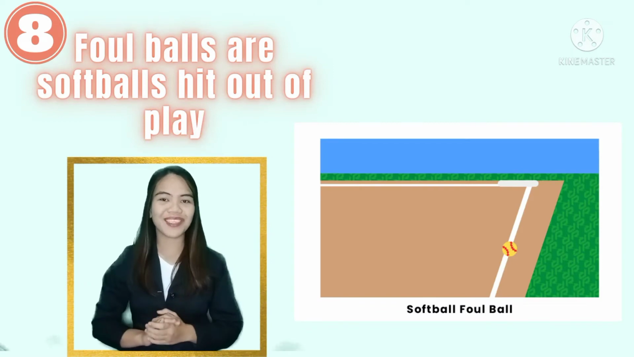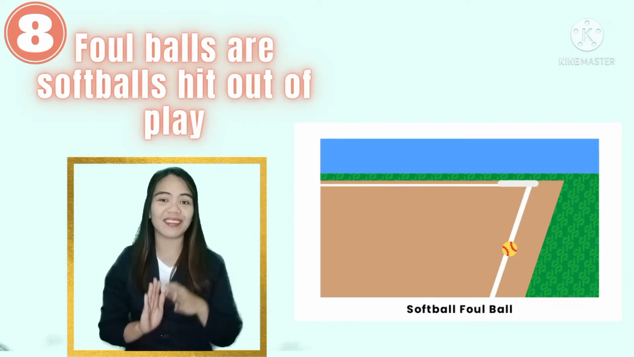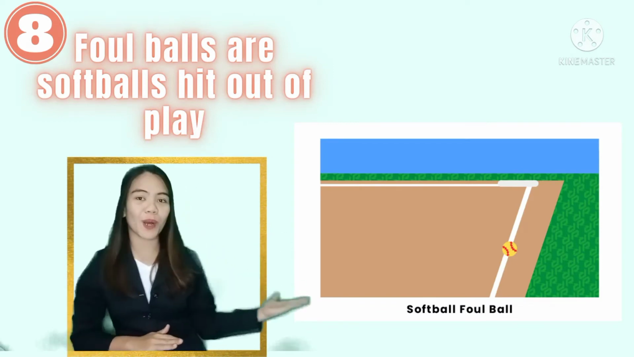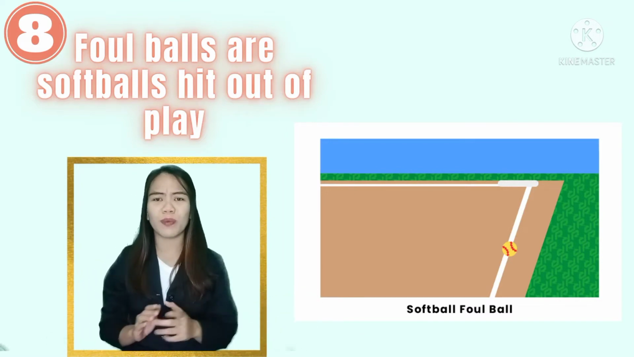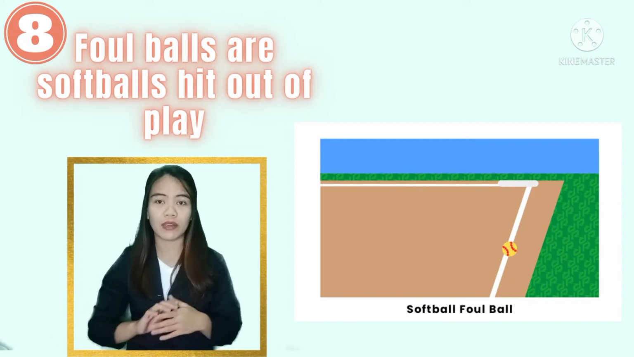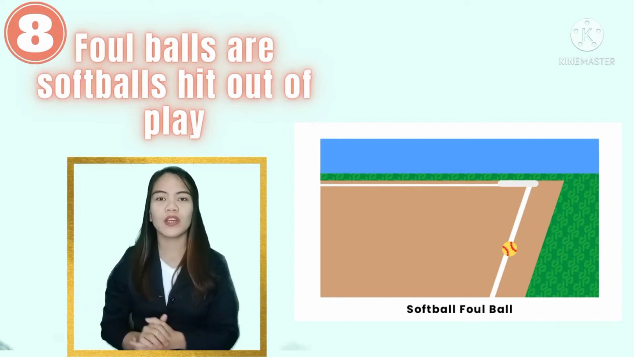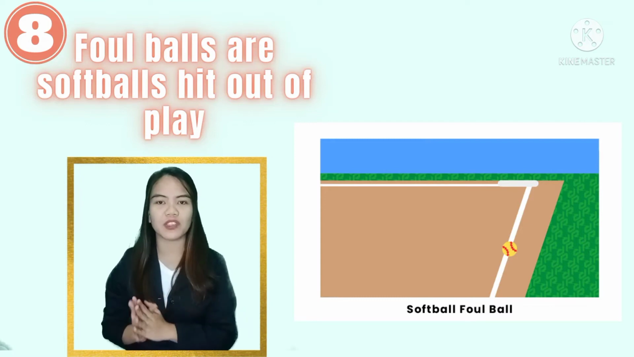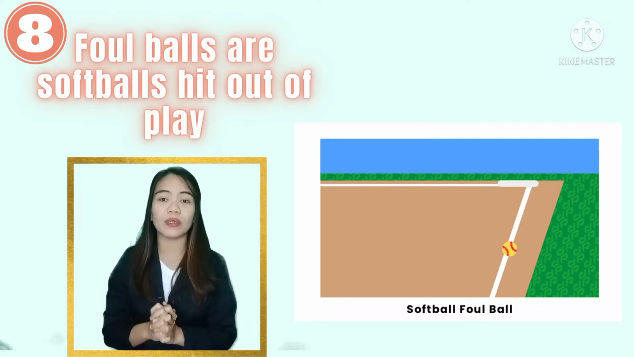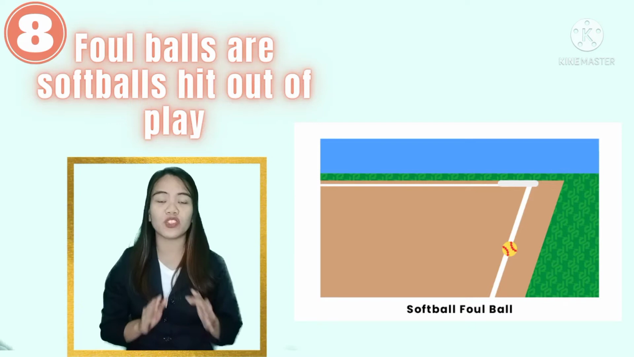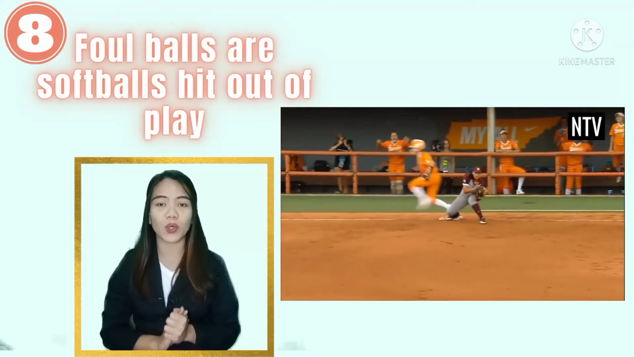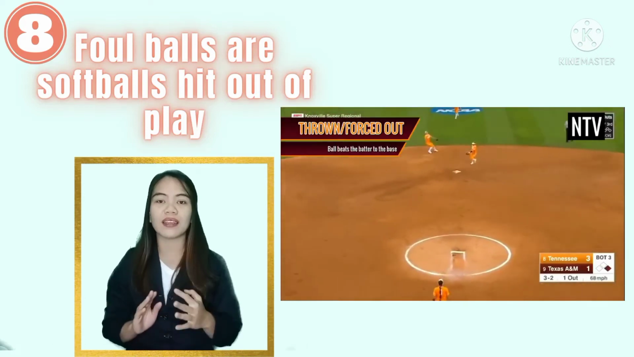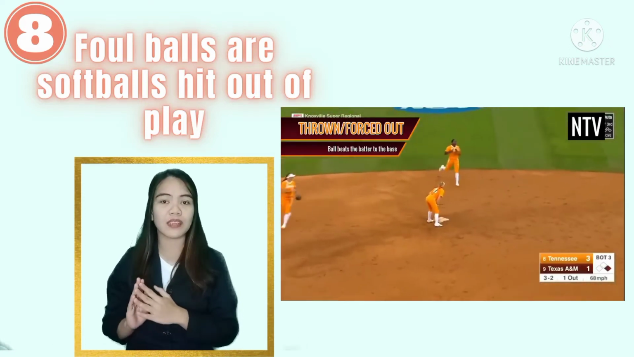So now, let's proceed to our number 8 rule. Foul balls are softballs hit out of play. So foul balls are any softball hit out of the regulation field of play. On the right and left sides of the field, there is a foul line drawn in white chalk. So balls hit outside the line are called foul, and runners cannot advance on these balls.